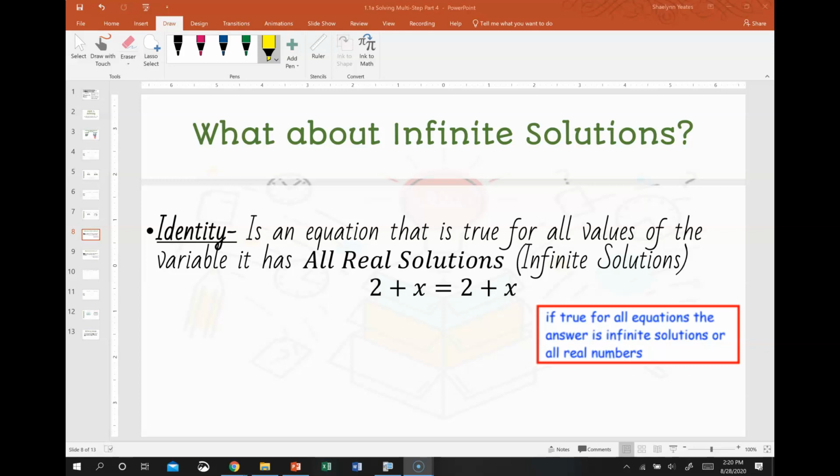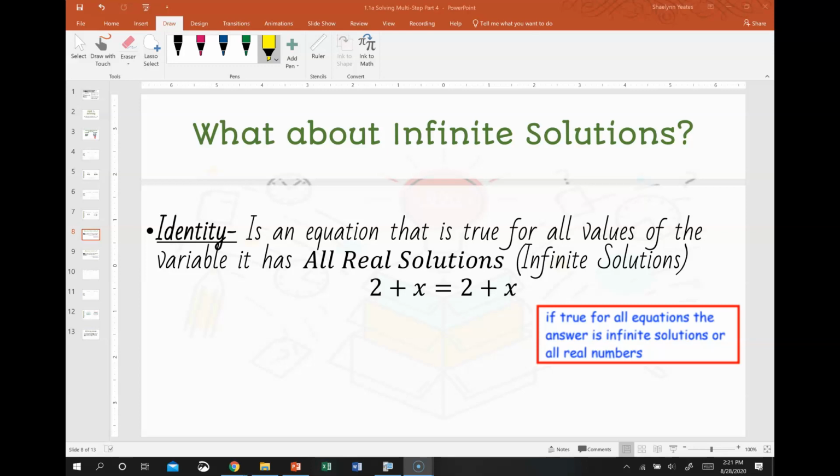On those last several problems, we saw that each one had an individual solution, which is kind of cool. On these next few, we're going to either have no solution or infinitely many or all real solutions. Okay, so an identity is an equation that is true for all values of the variable. It has all real solutions or infinite solutions.